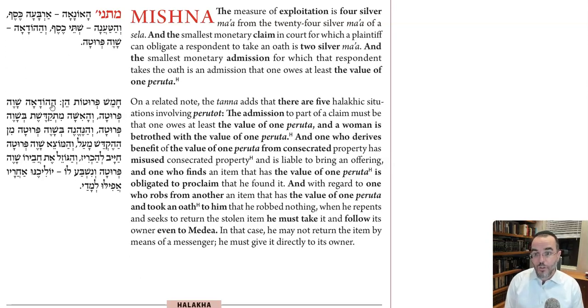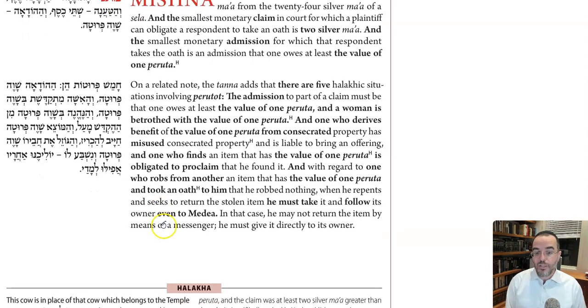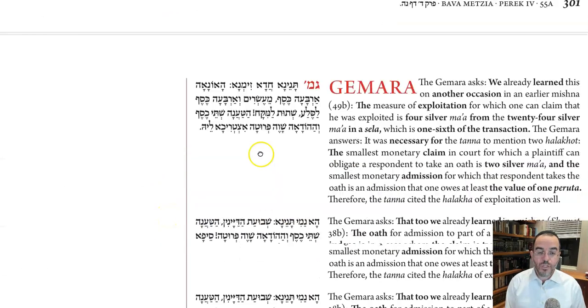If someone finds a lost item and it's worth at least a peruta, then he has to go and announce that someone lost this item. But if it's worth less than a peruta, then you can just keep it. And if someone steals something from someone else and it's worth a peruta, and he swears, no, I didn't steal it, and then he wants to make teshuvah, he has to return it to him, even if he has to travel all the way far to Madai, he has to travel in order to give it to him. But if it's worth less than a peruta, then that is not required. That's the Mishnah.